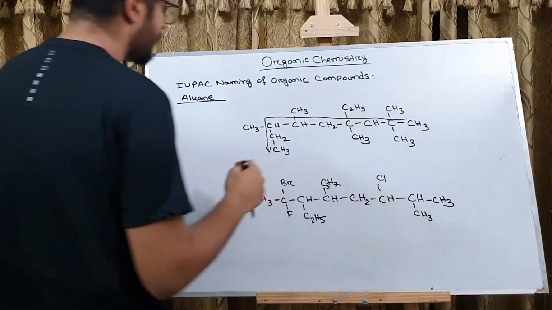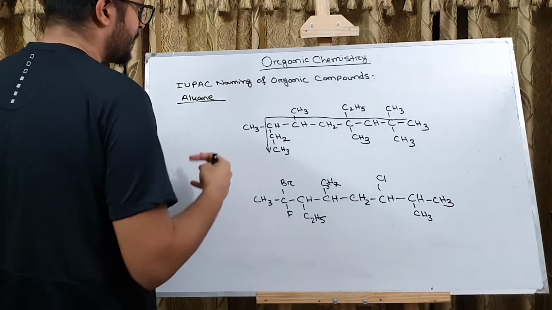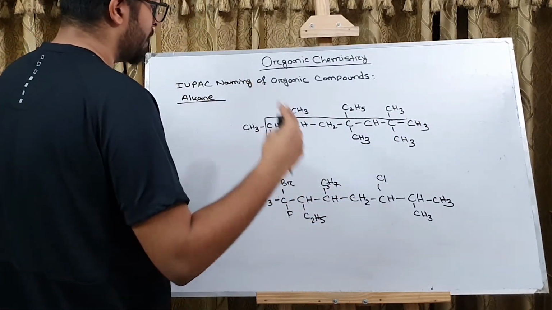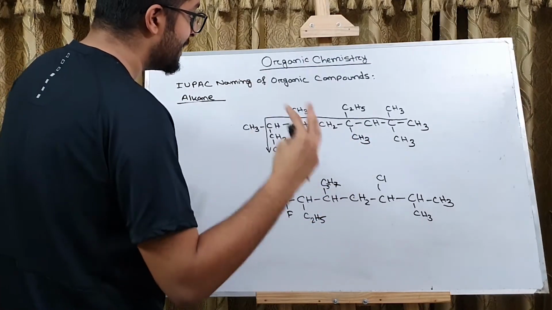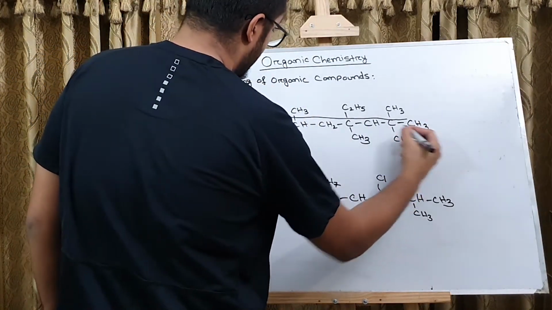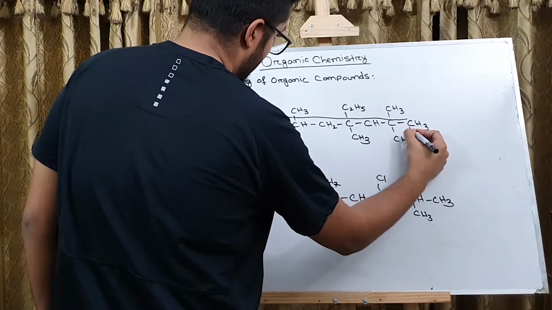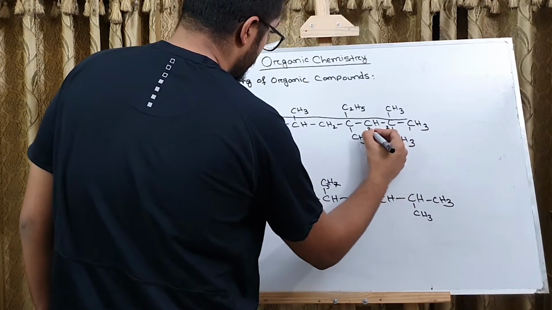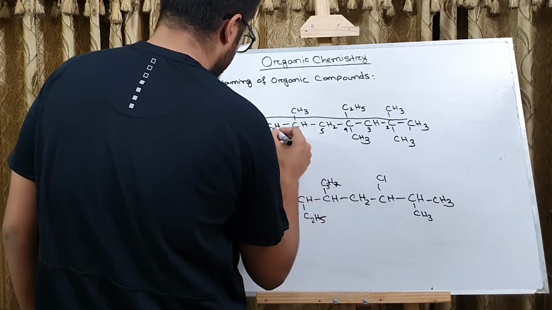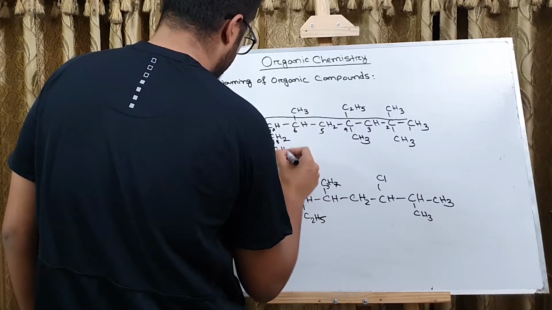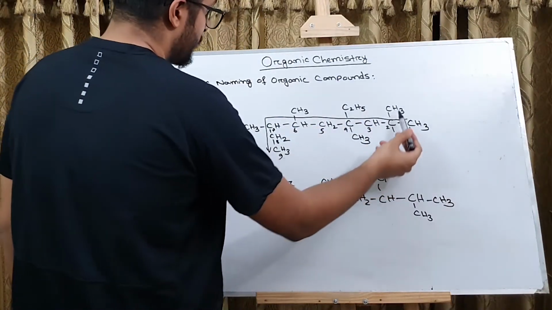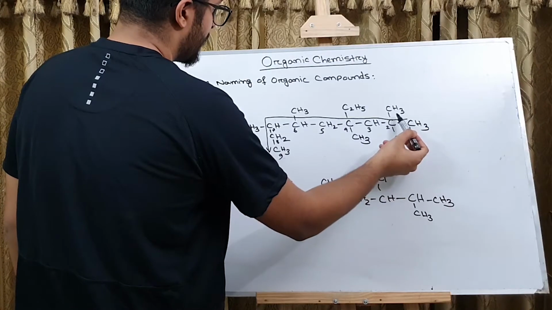Okay, now my second job is to number the main chain from the side which will give me the least sum for substituent groups. So if I number it from this side, then I have 1, 2, 3, 4, 5, 6, 7, 8 and 9. So in this case, I have 2 methyl groups at number 2 carbon.